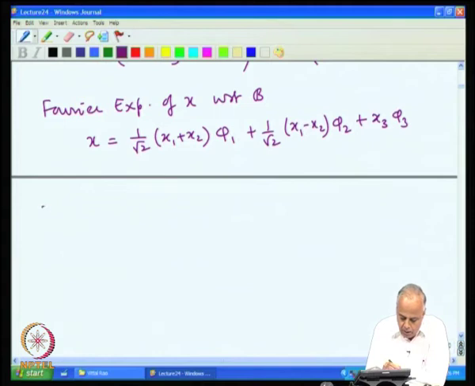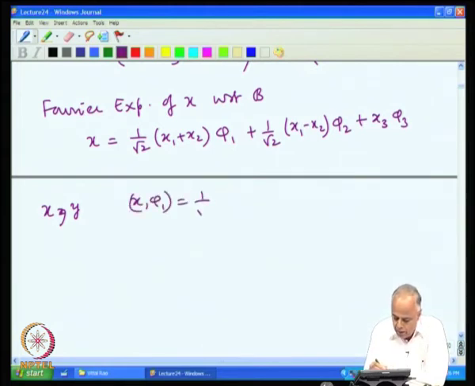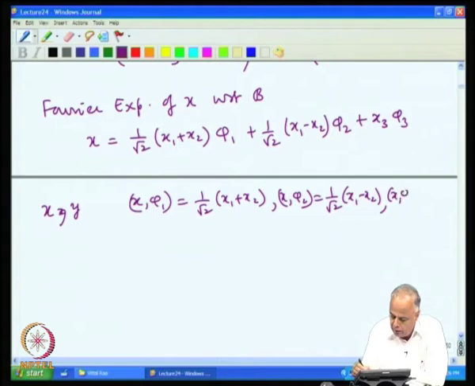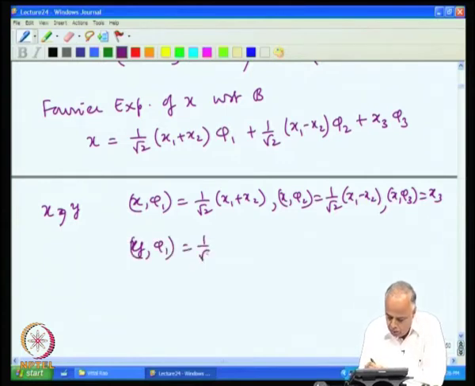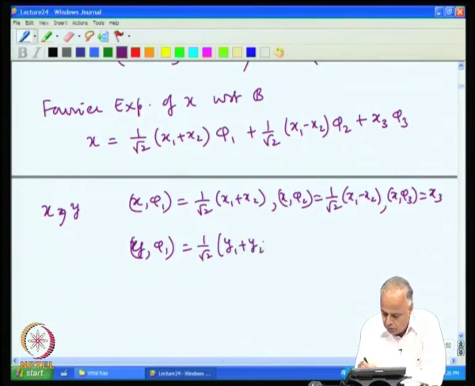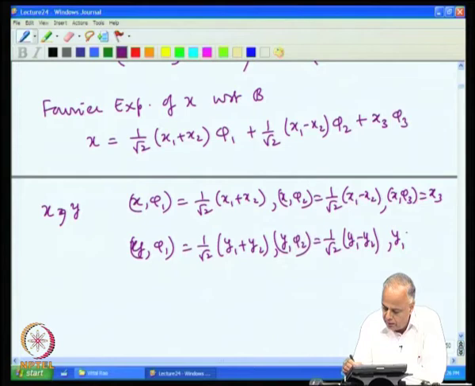Now, let us look at a vector x and a vector y. Then x comma phi 1 is 1 by root 2 into x 1 plus x 2 as we found above, x comma phi 2 is 1 by root 2 into x 1 minus x 2, and x comma phi 3 is x 3. This is what we found. Similarly, we have y comma phi 1 is 1 by root 2 into y 1 plus y 2, y comma phi 2 is 1 by root 2 into y 1 minus y 2, and y comma phi 3 is y 3.